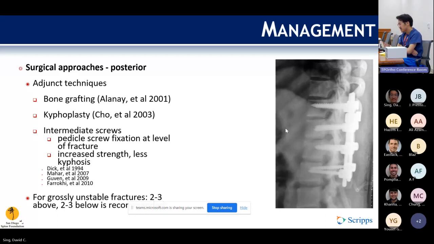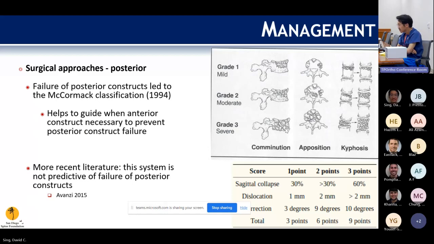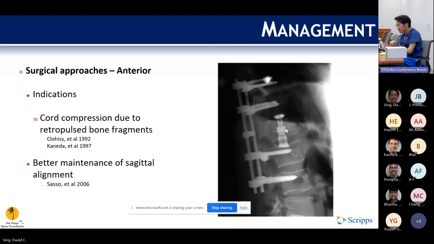Otherwise, for really unstable fractures, you're kind of thinking 2 to 3 above, 2 to 3 below, is sort of the traditional way of approaching it. Otherwise, some papers try to describe the amount of collapse and translation, comminution, just getting an overall sense of the instability, which helps guide whether or not a posterior construct alone is going to not fail over time. But again, you have to look at it on a case-by-case basis.